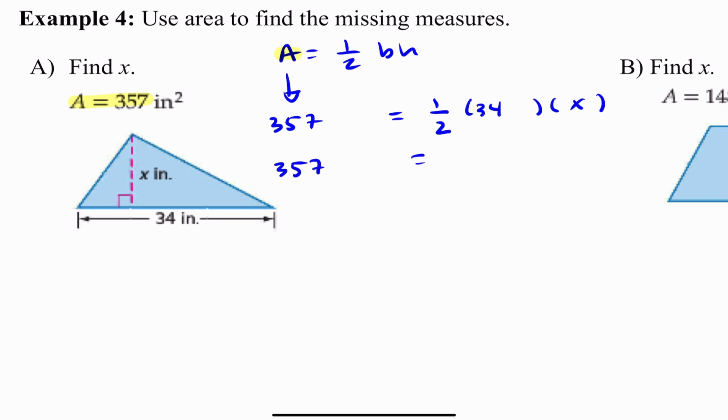And then 1/2 of 34 is 17. So 17 times x, that's 17x. Divide both sides by 17. 357.